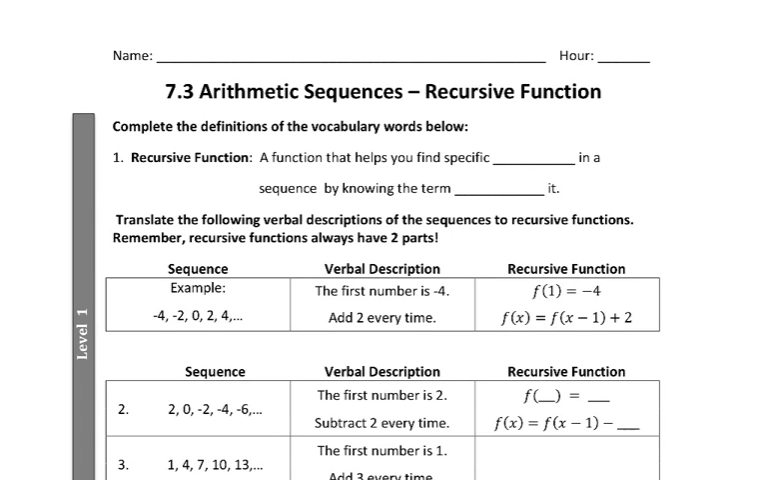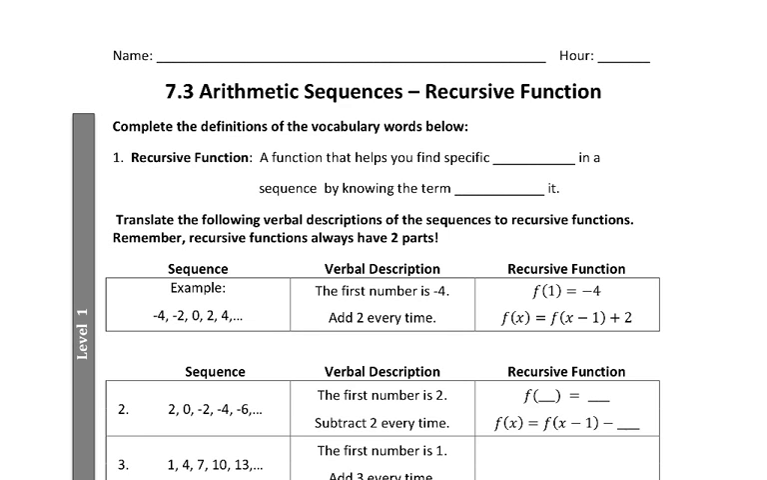We're going to keep talking about these arithmetic sequences, but this time we're going to write a different kind of function for them. In the past we were writing a function where we knew the position number, plugged it in, and it would tell us what the number should be in the sequence. This time it's going to be a little bit different. We're going to have to write functions that rely on knowing the number before it. It's called a recursive function. In fact, that's the answer to question 1.